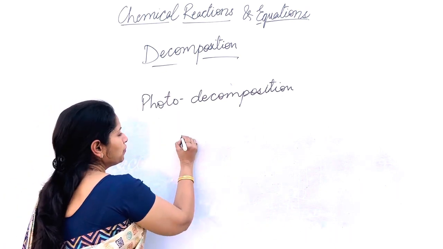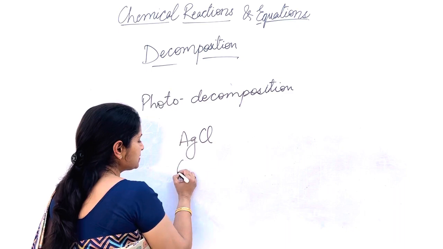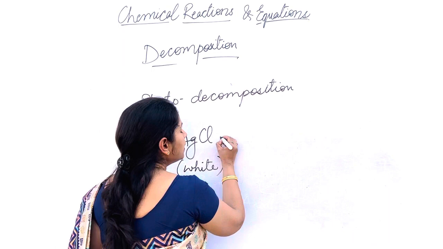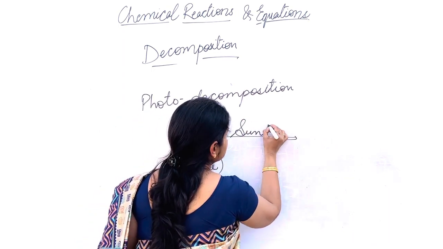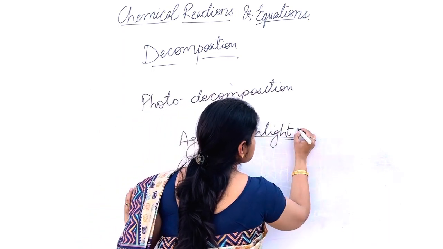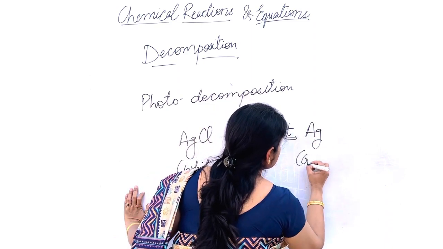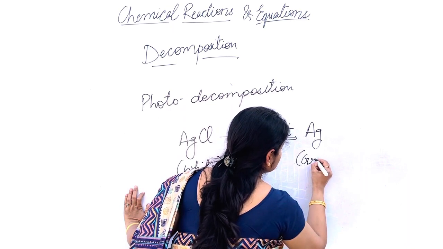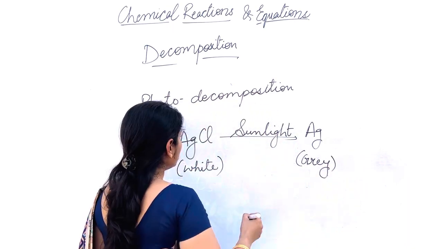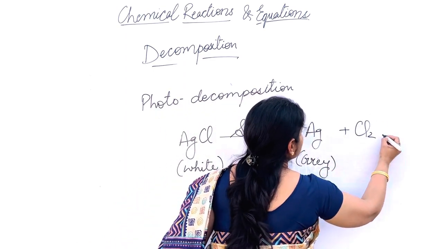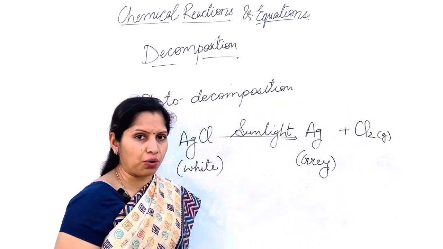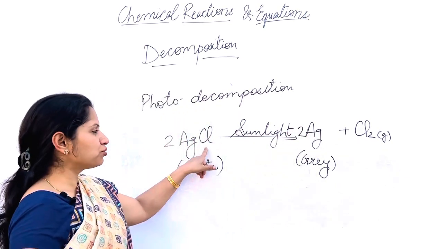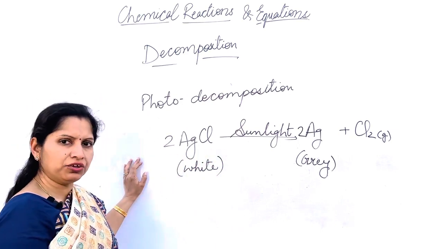Let's have a look. If we have silver chloride with us, silver chloride has a white color. You expose it to sunlight, and a gray colored substance is formed, and that is silver. Gray colored silver will be formed, and chlorine being a gas will be liberated out. Okay, so we'll balance this reaction. Since two chlorine atoms are formed, here also we have to multiply it with 2.